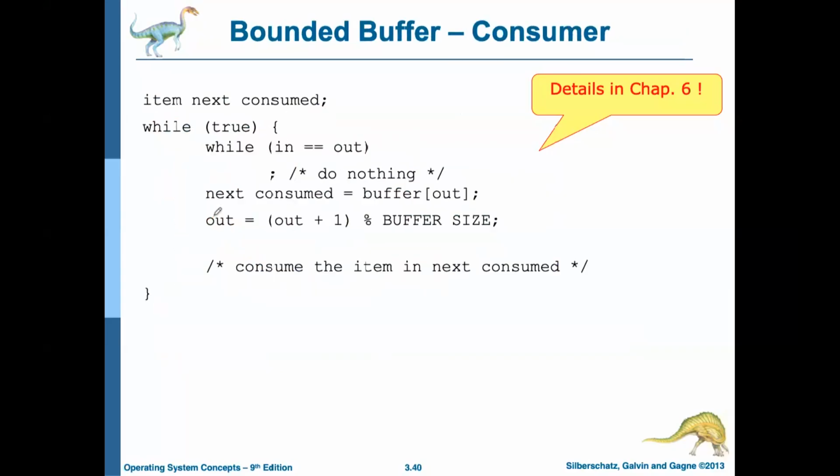And then for the consumer: item nextConsumed. While true, while in == out, do nothing. And then nextConsumed = buffer[out], and out = (out + 1) % BUFFER_SIZE, and consume the item in nextConsumed.